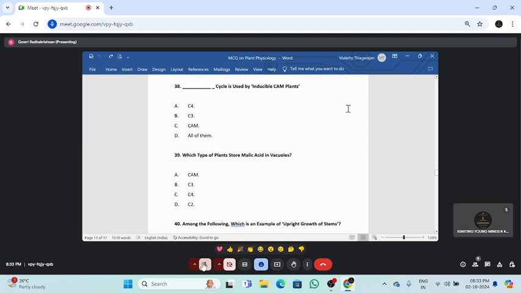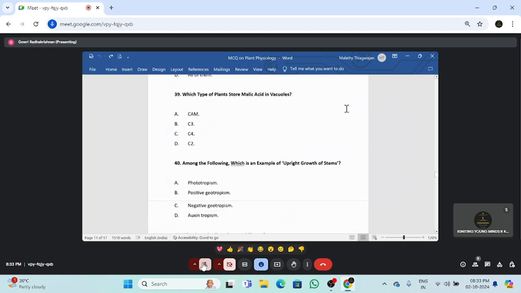Dash cycle is used by inducible CAM plants. So all the cycles are used here. So all of them. Option D is the correct answer. So inducible CAM plants use C4, C3, CAM, all the above. So option D is the correct answer. 39. Which type of plants store malic acid in vacuoles?